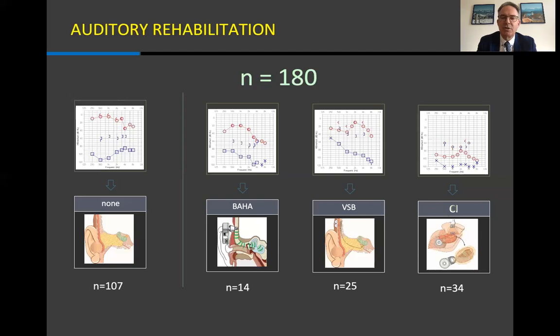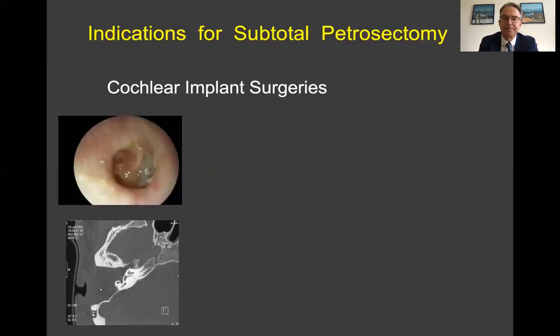Therefore, I always do the BAHA in two stages. I also never put a drain into a subtotal petrosectomy cavity, of course not when there is a CSF leak, but also to avoid any infection to the fat underneath. In 25 cases, we combined the subtotal petrosectomy with a Vibrant Soundbridge, an active middle ear implant, and in the majority of cases, 34 cases in our series, it was a combination with a cochlear implant.